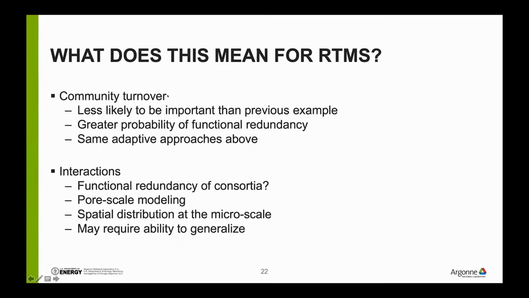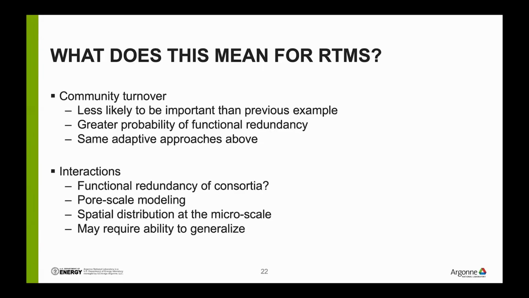So for community turnover, when we're in this more stable system, it's less likely to be important as we're changing through time, but it's not really very much. And even when we do see the changes, there's a greater probability of functional redundancy because the physical and chemical conditions are more similar, and should it pose a problem here, we could employ some of the same adaptive approaches I described before. But for the interactions, there's a lot more questions.